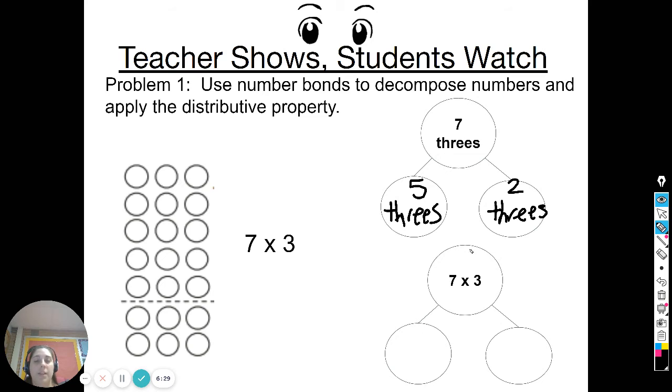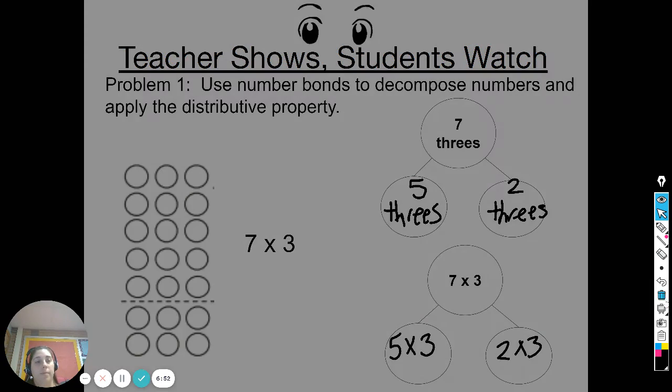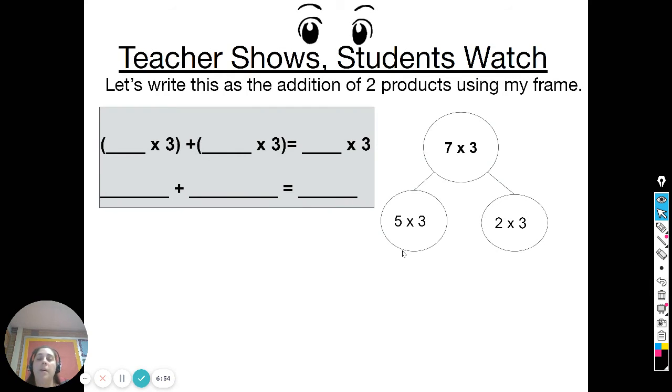Well, then let's look at what this is down here. Down here, they just change it from 7 threes to 7 times 3, which we know is the same thing as 7 rows of 3. So that means that if we're looking at the top part is 5 rows of 3, and the bottom part is 2 rows of 3. Okay, so here's our number bond that we just did, with the 7 rows of 3 broken down into 5 rows of 3 and 2 rows of 3.